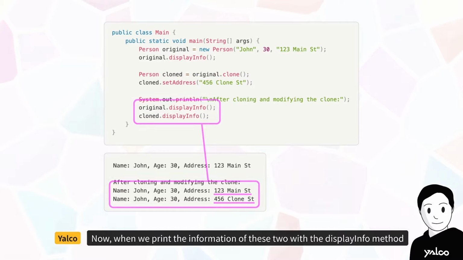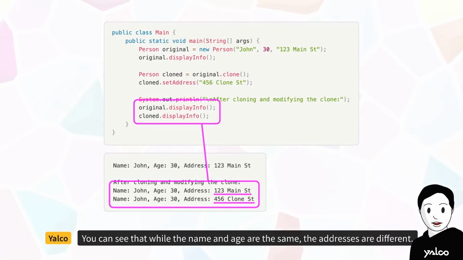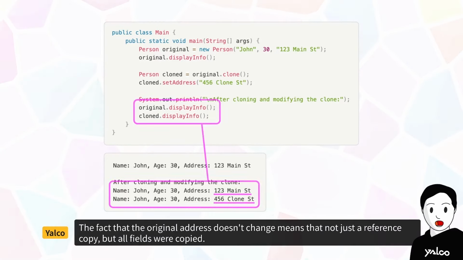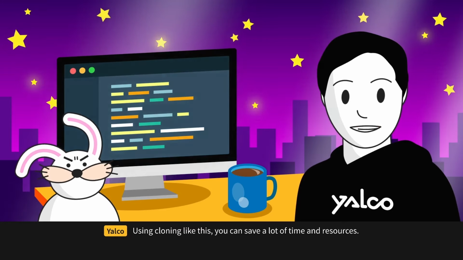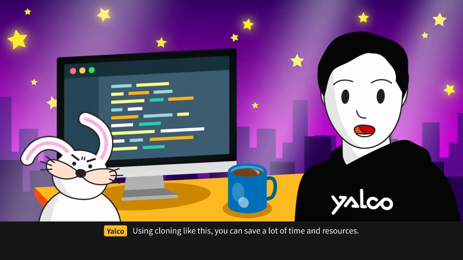Now, when we print the information of these two with the display info method, you can see that while the name and age are the same, the addresses are different. The fact that the original address doesn't change means that not just a reference copy, but all fields were copied. When you need to create instances that involve heavy operations, like using the network or querying a database, using cloning like this, you can save a lot of time and resources.